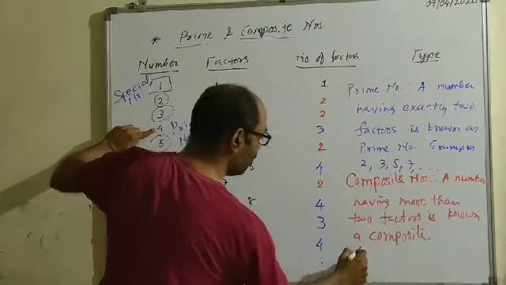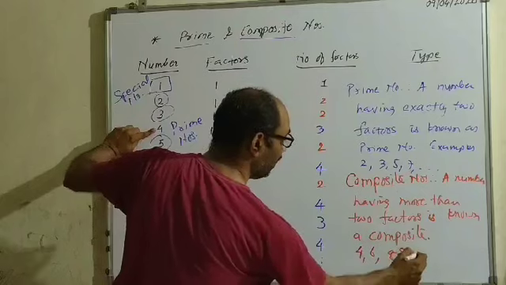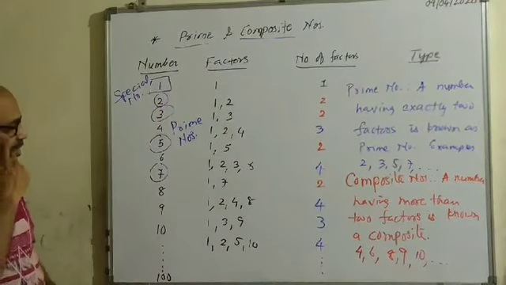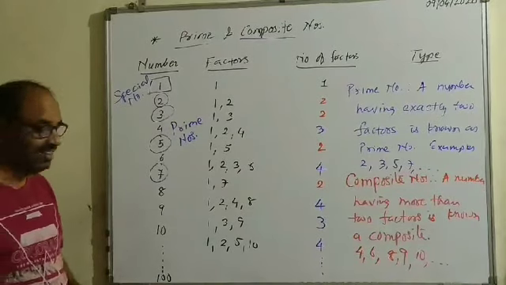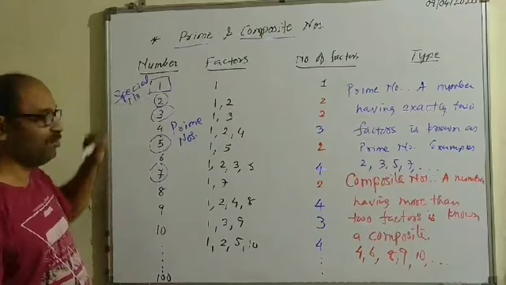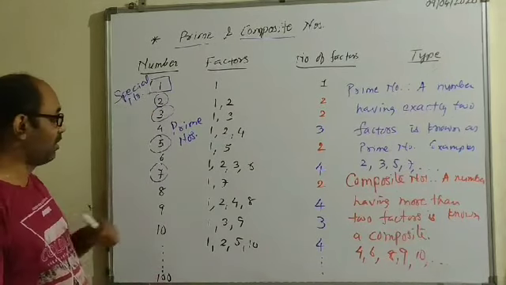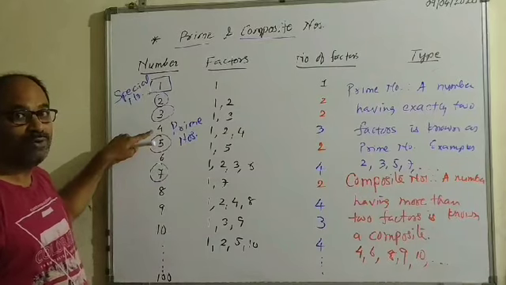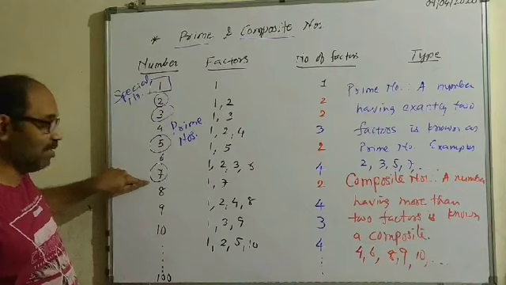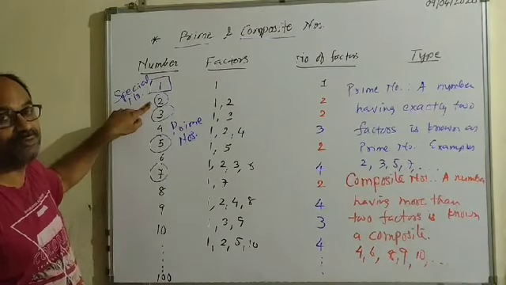4, 6, 8, 9, and 10. Children, lot of things to observe here, and tricky questions can be asked from here. Like, which is the smallest prime number? 2. Which is the smallest composite number? 4. Which is the only even prime number? Look, all the prime numbers that you will find will be odd. The only even prime number is 2.